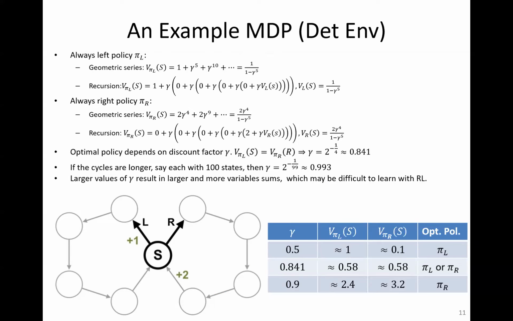If you have to learn this policy without the model, then it may be difficult to learn with the larger gamma and longer chain, as opposed to the simple analytic solving approach for a known MDP.